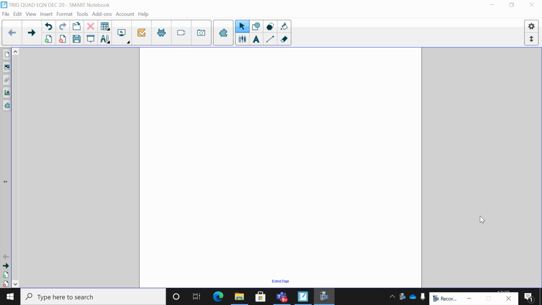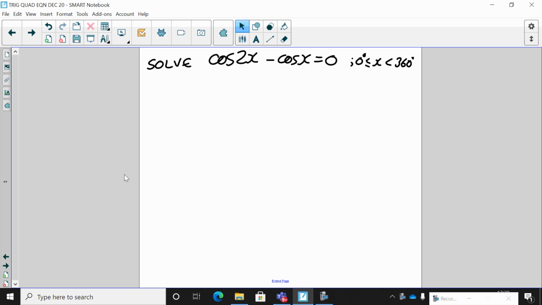Just a little twist on trig equations. We're dealing initially with double angle, so let's go for it and see where it takes us. This looks like one that we've seen previously. So cos 2x minus cos x equals 0.